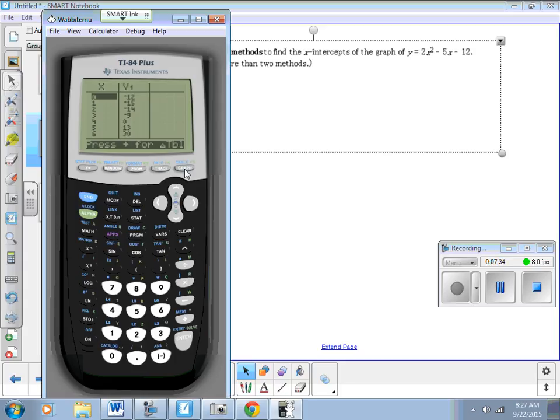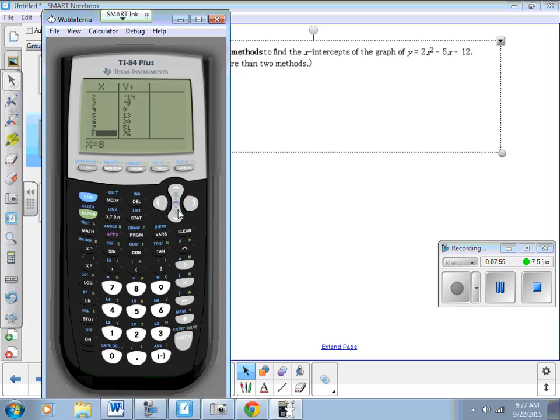So in your table of values, can we find x-intercepts here? Does anybody see any, just by looking at the table of values? What do you think, Rick? Do you see anything that tells you an x-intercept?